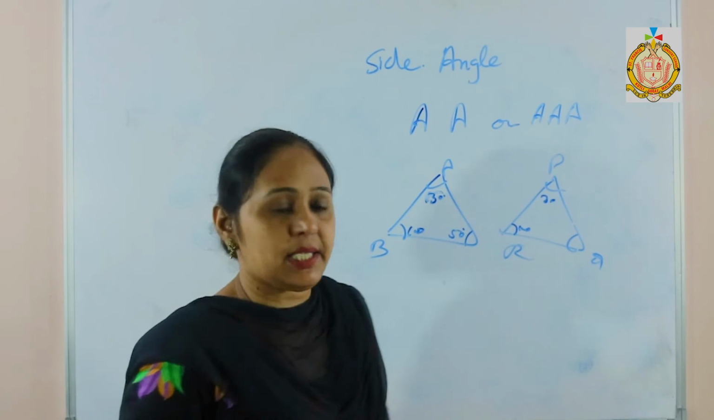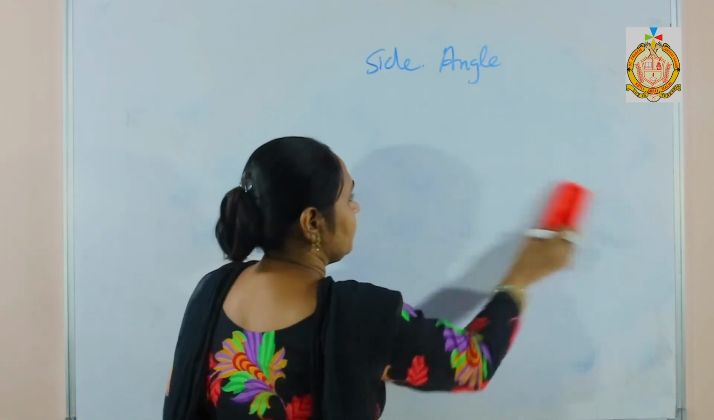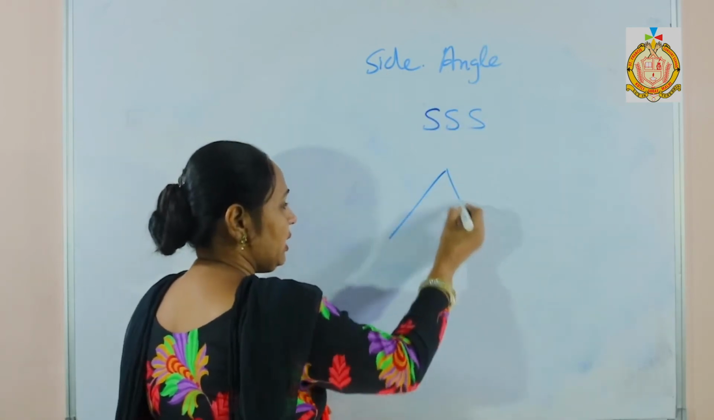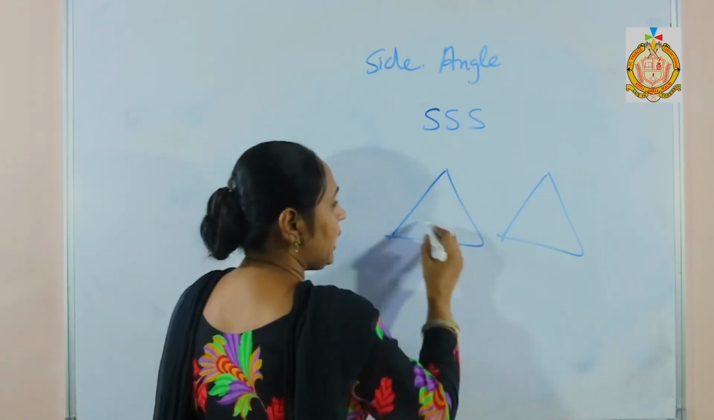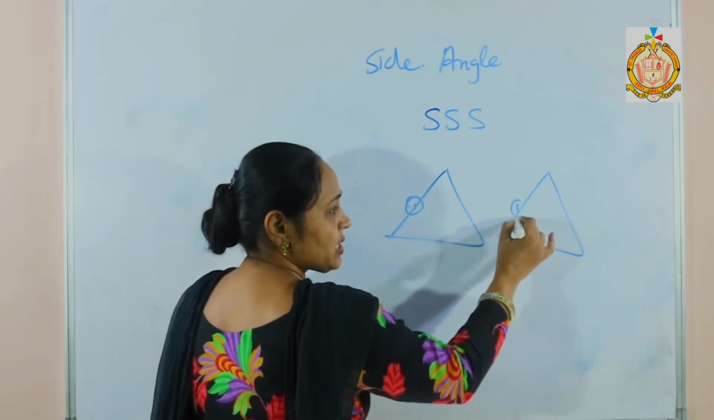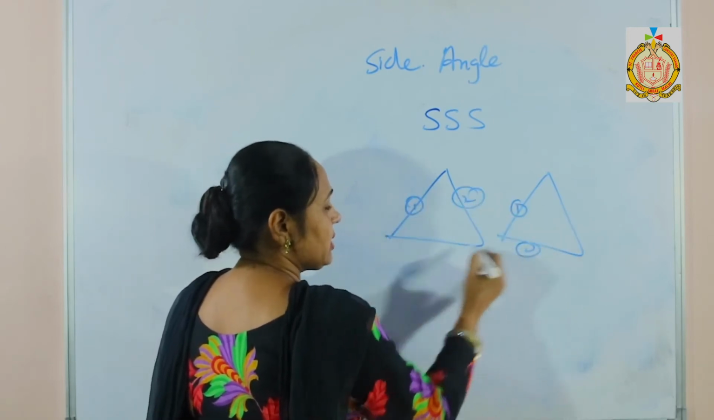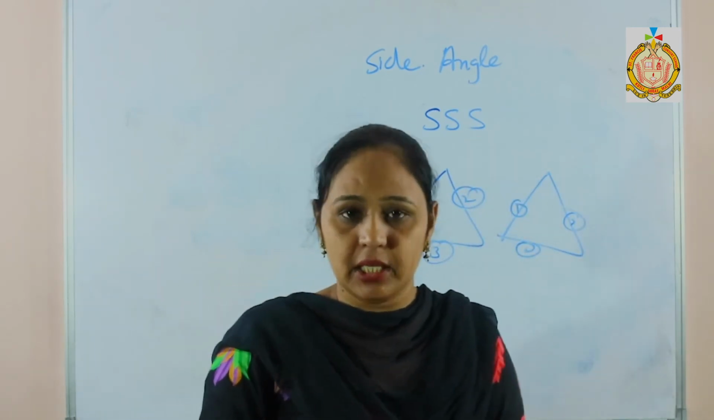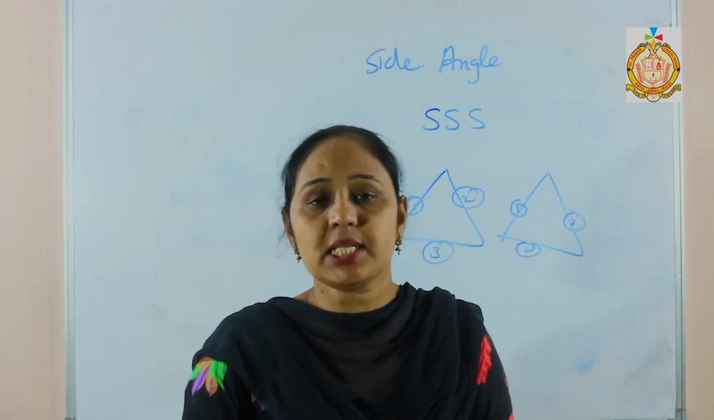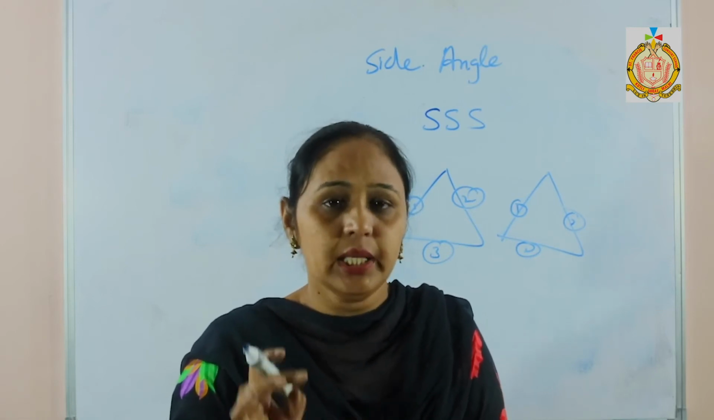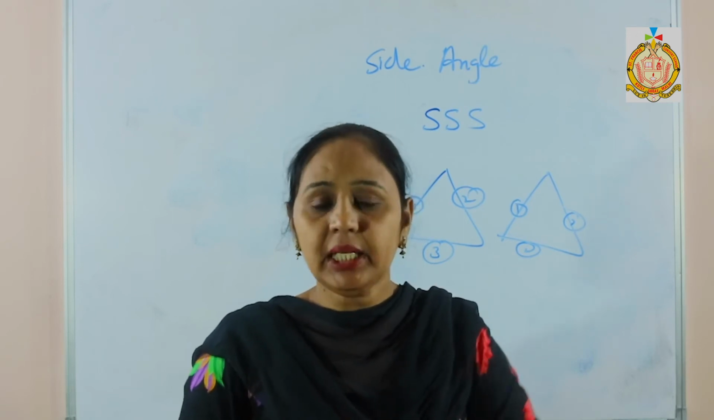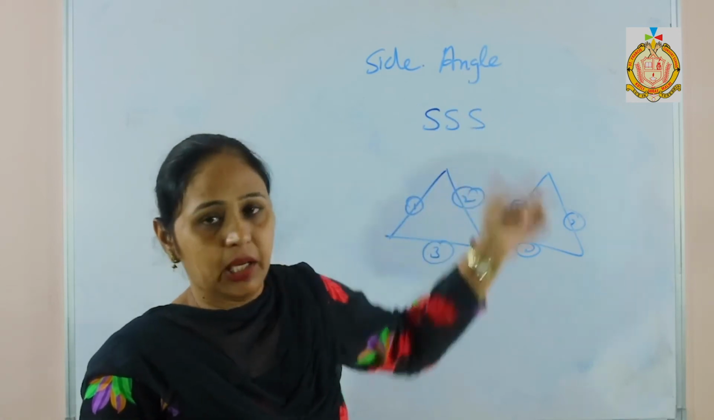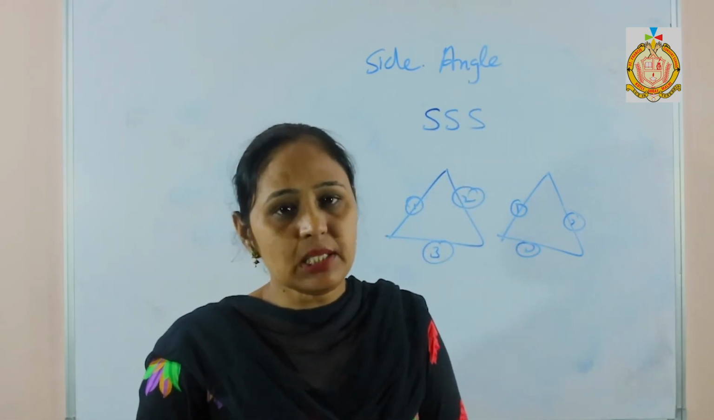The next rule is triple S. Now, one triangle is there, another triangle is there. The first side has a ratio with the first side, the second side with the second side, and the third side with the third side. It means if the three sides are in equal ratio, we can say it by the SSS rule, that means side, side, side rule. By the name, we can identify what is equal. If S is given, that means side. If A is given, that means angle.